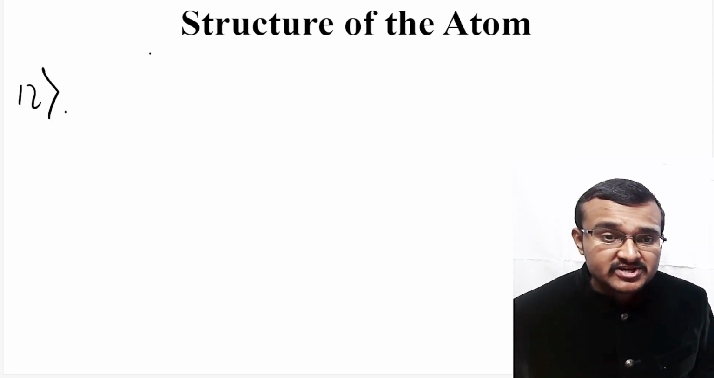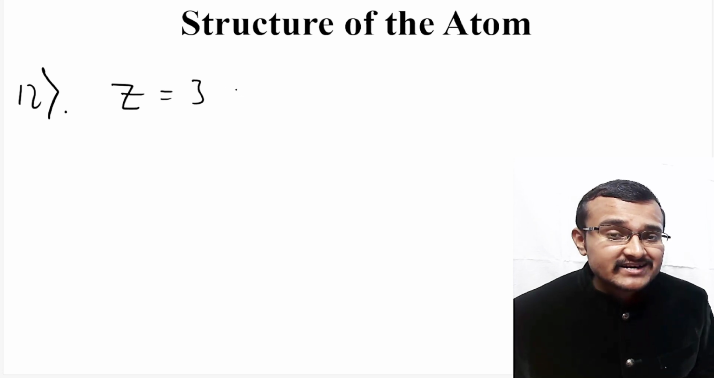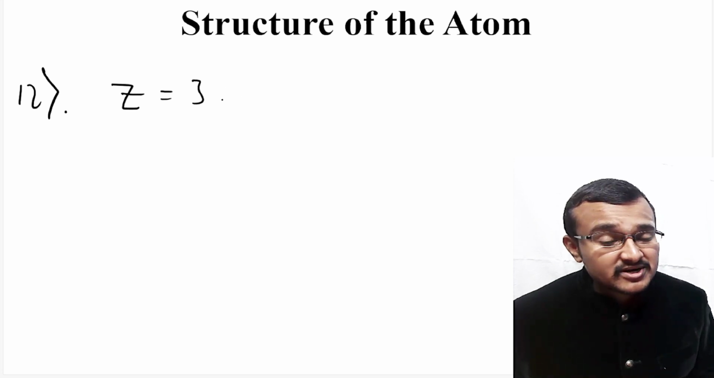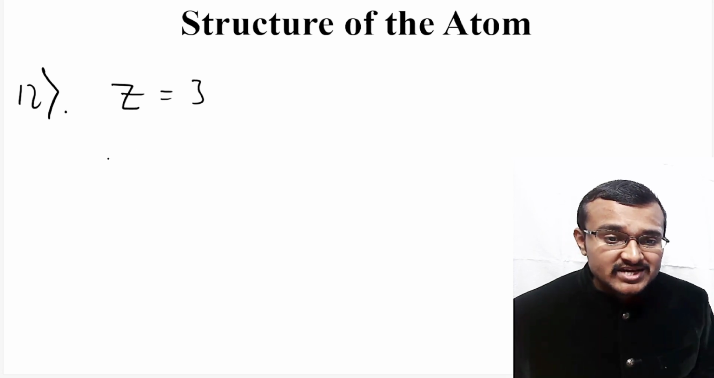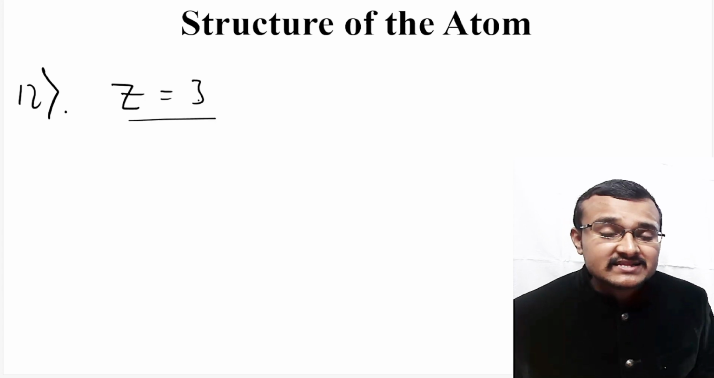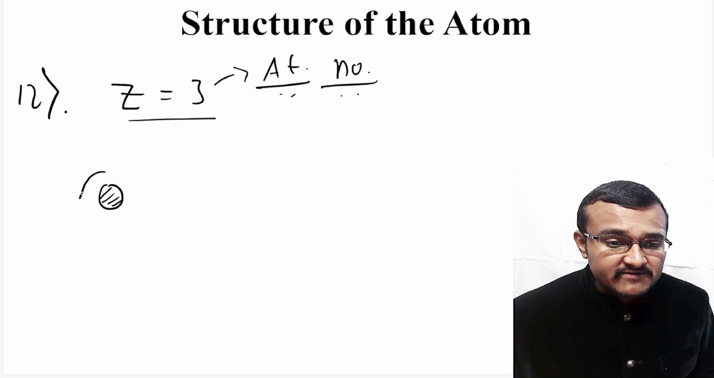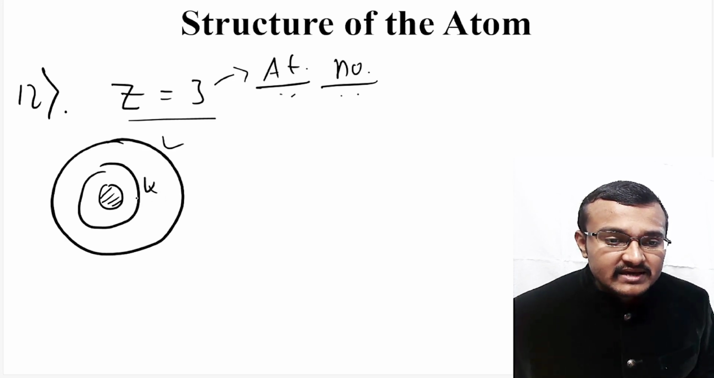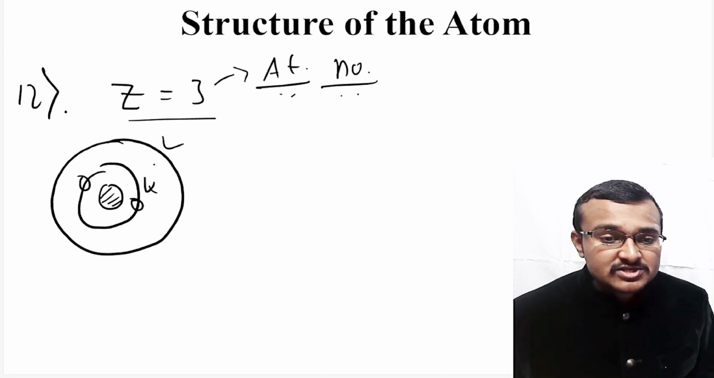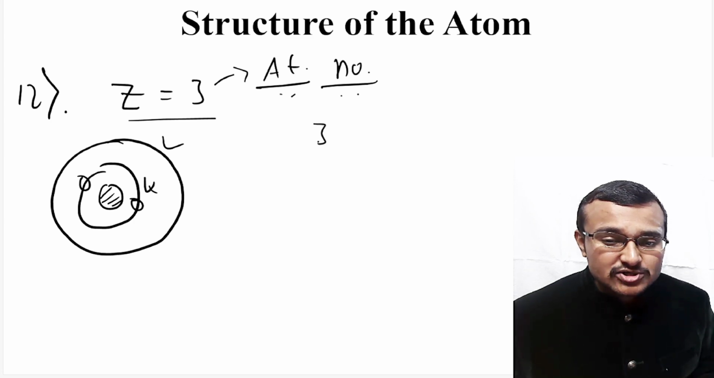Coming to the 12th question in this particular exercise, here they have given Z is equal to 3 as atomic number and you have to identify the valency of this particular element. So here you can see 3 electrons are there in this element because Z is equal to 3. This is actually the atomic number of this element. In a particular atom, the first shell will be K shell and the second shell will be L shell. In K shell a maximum of 2 electrons can be there, and in L shell a maximum of 8 electrons can be there. But here only 3 electrons are there.